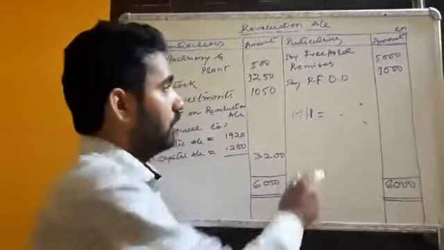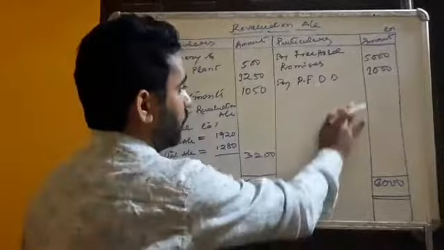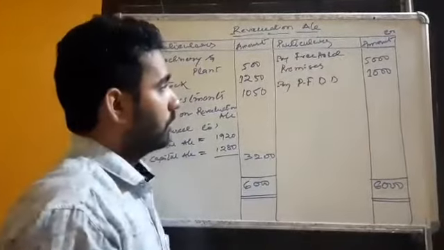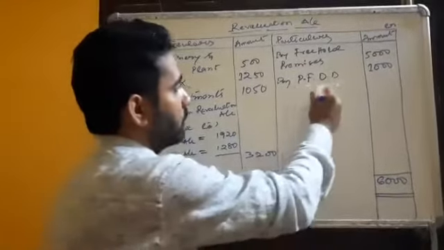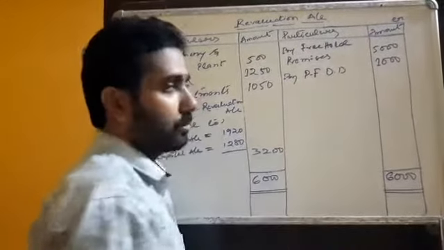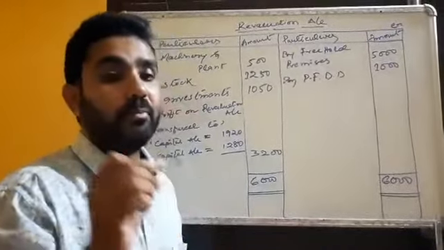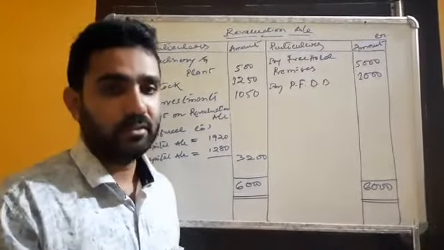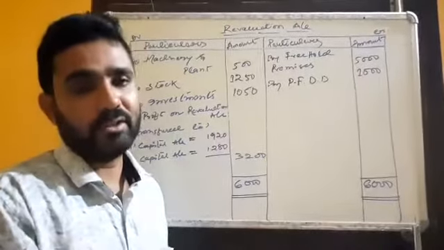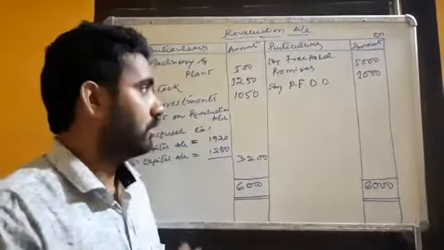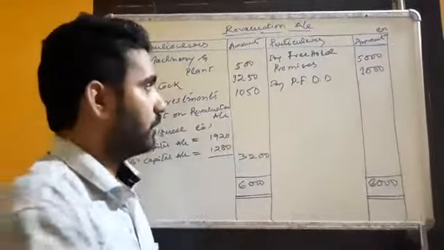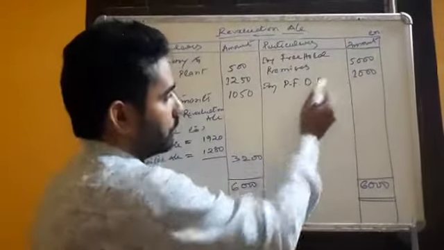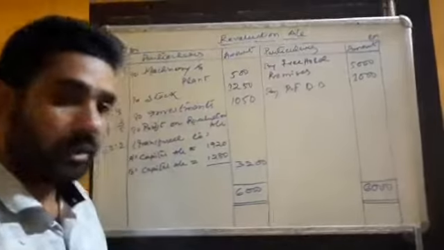And next is PFDD. PFDD means what? Provision for doubtful debts. I've written it in the short form. The provision for doubtful debts is reduced by rupees 1,000. So there is a decrease in liability. Provision for doubtful debts is a liability, so there is a decrease in liability. Decrease in liability is debit. So I've written by PFDD, in short form, provision for doubtful debts 1,000. That is over and no more adjustments are there.